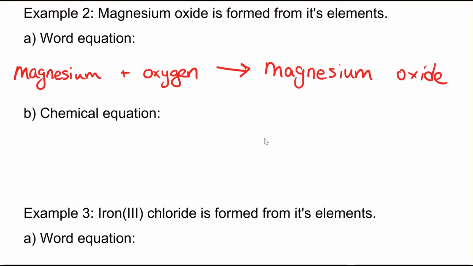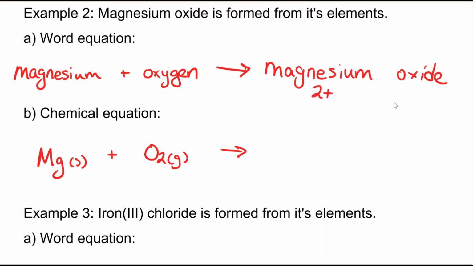Let's turn the word equations that we've written here into chemical equations. Magnesium. How do you write magnesium as a chemical? Well, Mg, and because it's solid at room temperature, solid. Oxygen. Well, Hofbrinkel O2 gas. And it's going to make magnesium oxide.